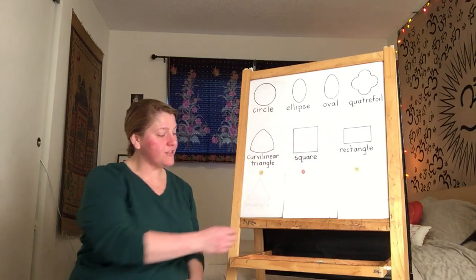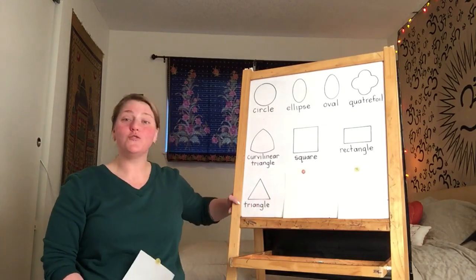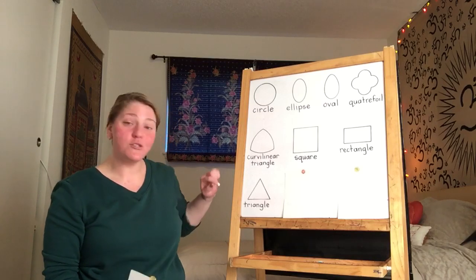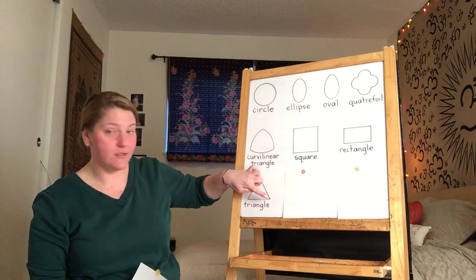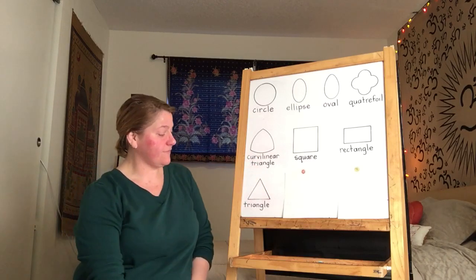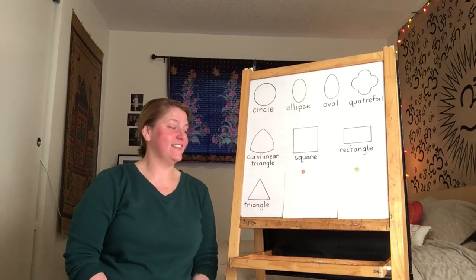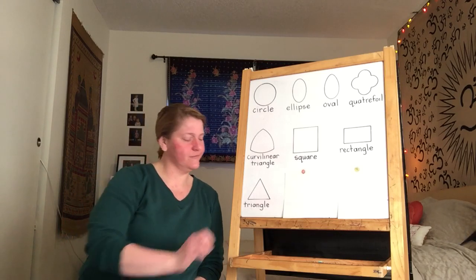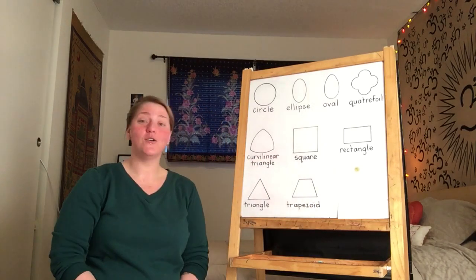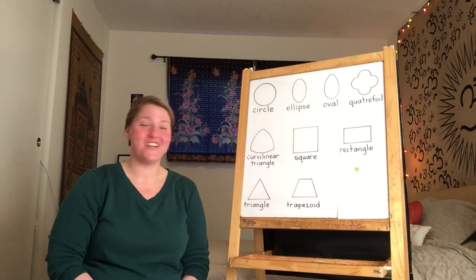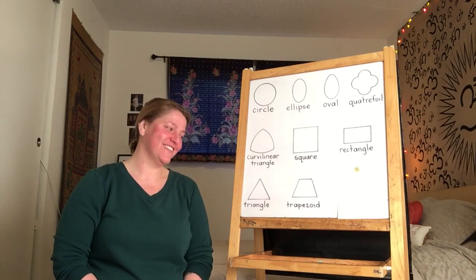All right, here's our next shape. Triangle. Now a triangle has three sides. 1, 2, 3. Now here comes a fun shape to say, and it's a fun shape to try to draw too. It is a trapezoid. Can you try to say that? Trapezoid. I like that word too.